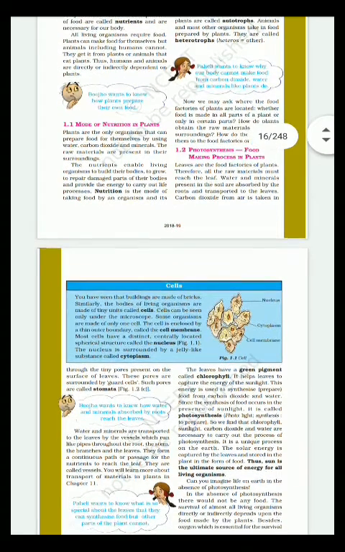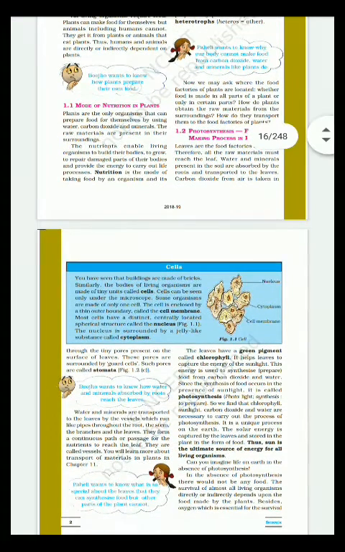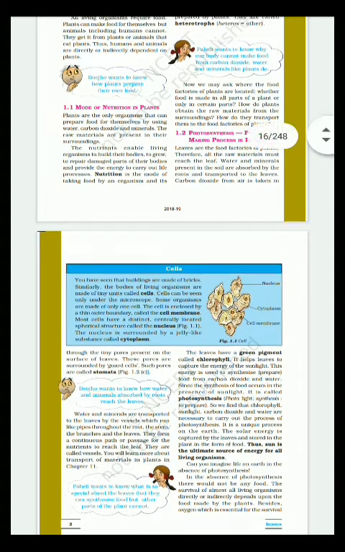Carbon dioxide from air is taken in through the tiny pores present on the surface of leaves. These pores are surrounded by guard cells. Such pores are called stomata.